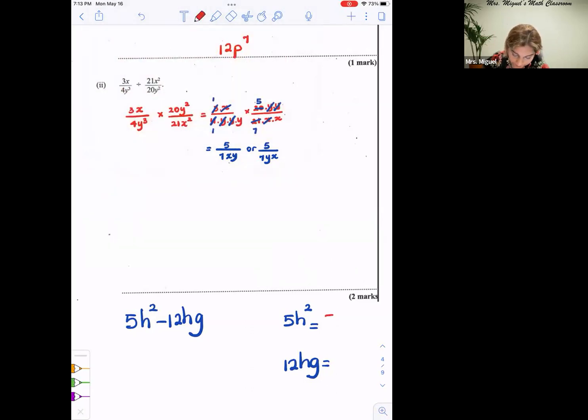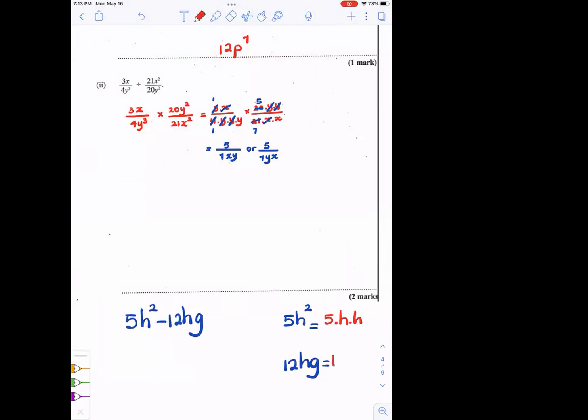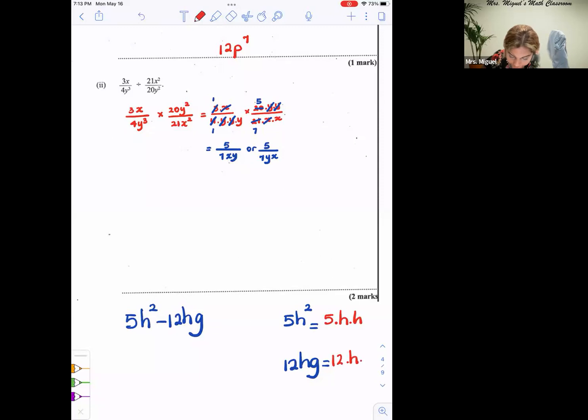All right, so 5h squared is 5 by h by h. Did you all get that? Yeah, miss. 12hg, 12 by h by g. So the only factor that is common is h. So I'm going to put h outside, and in my bracket, for my first term, I am going to put 5h. I am keeping my subtraction sign, and I have 12g. Did you all get that? Yeah, miss.